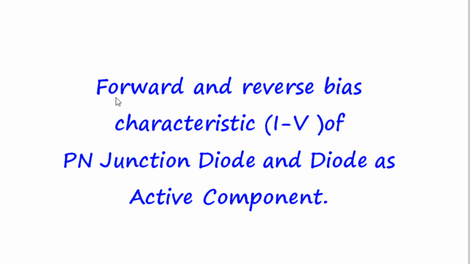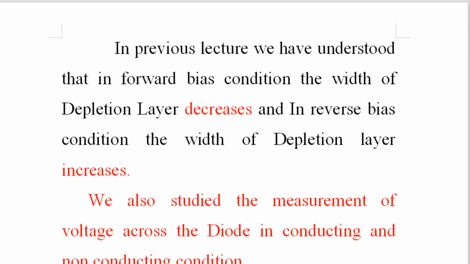So the title is Forward and Reverse Bias Characteristics, that is also called IV characteristics of PN junction diode and diode as active component. Why PN junction diode is called an active component, that also we are going to study. So this is almost the fifth lecture.